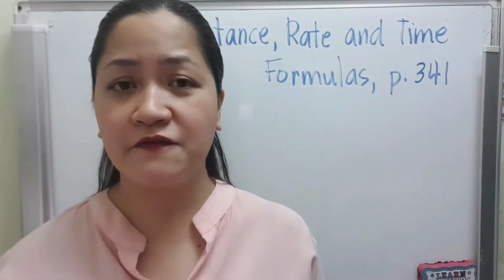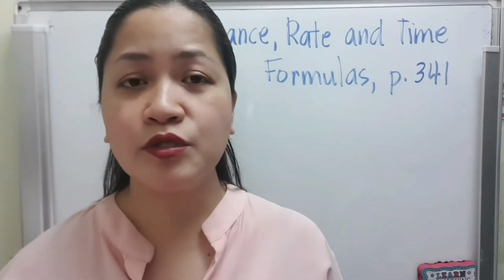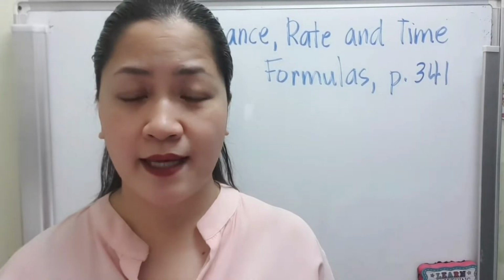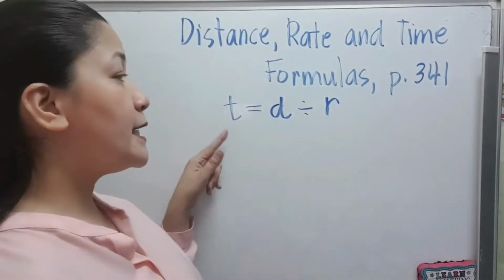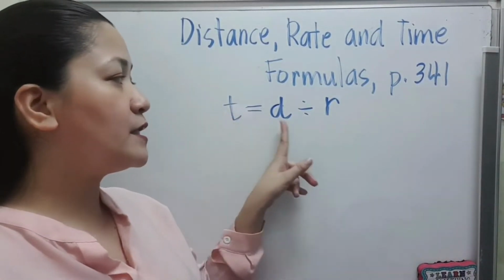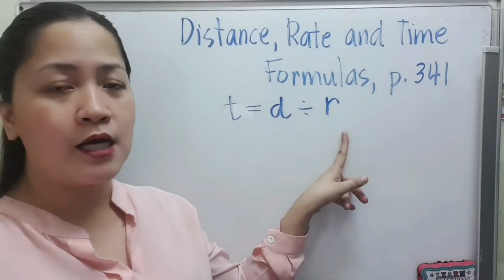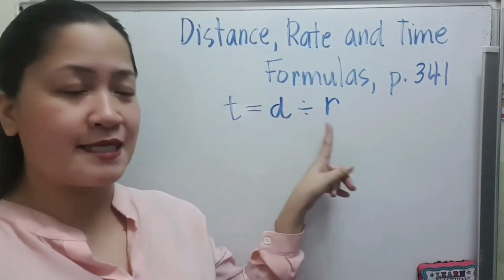So what do we need to find? We need to find the time it takes Helena to drive to Niagara Falls, right? Since we are looking for the time it takes for her to travel, then we will be using the formula for the time, which is T equals D divided by R. So, if we will be using this, we should know the distance and the rate.